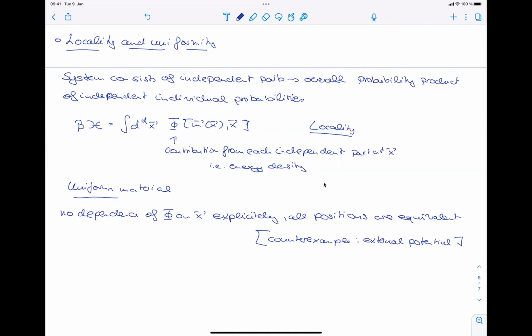Is there a difference between homogeneity and a uniform material? Or is it just the same? Okay, for me, it's the same.